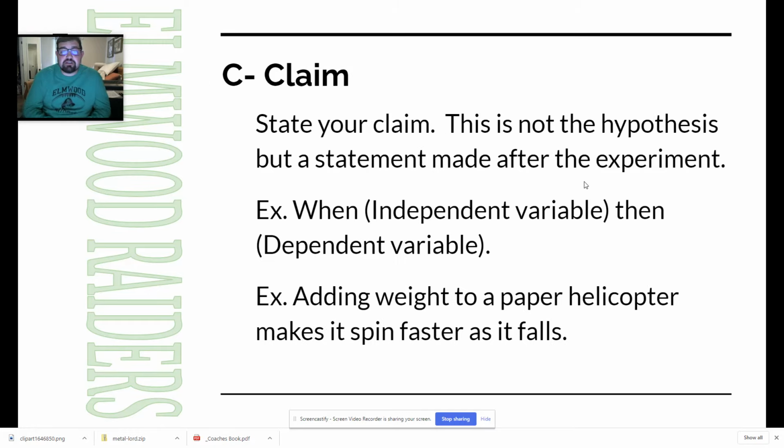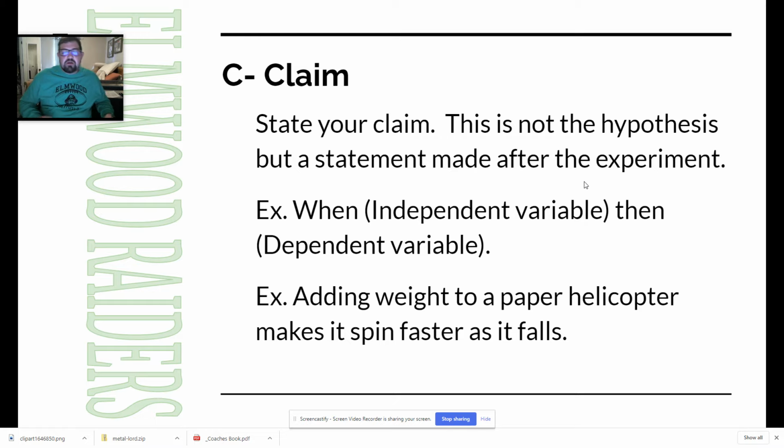Second part of a conclusion is where you write your claim. And a claim is where you tell me or anyone else reading what you found out, what happened. So you're going to state your claim, and it's a statement, not a question. So you don't just write your hypothesis again. You're going to turn that hypothesis into a statement if you'd like to. And so one way you can do that is use the if-then statement, but change the if part to when.